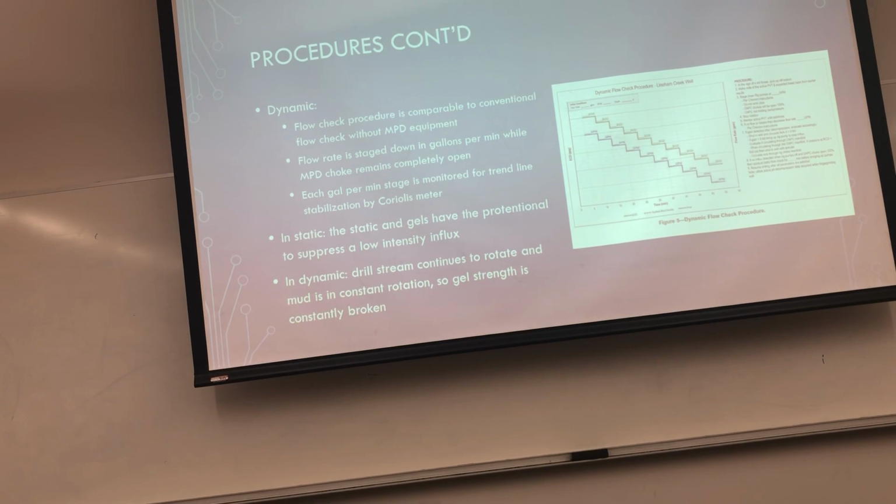And so for dynamic, the flow check procedure is comparable to a conventional flow check, just basically without the MPD equipment. The flow rate is also staged down, we see right here, in gallons per minute while the MPD remains completely open. Each gallon per minute stage is monitored for trendline stabilization as well, just like in the static procedure. But in static, the static gel levels have a potential to suppress a low intensity influx. And since in dynamic the drill string continues to rotate, the mud is in constant rotation. So because of that, the gel strength is being constantly broken down.